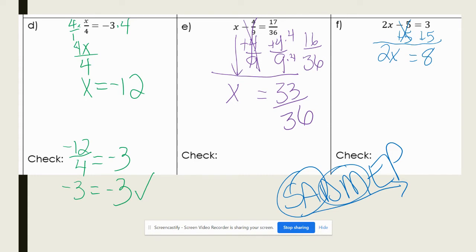Okay, 2 times x is what we have. The opposite of multiplying by 2 is dividing by 2. 2 divided by 2 is 1x. You don't have to write the 1 in front. And 8 divided by 2 is 4. Now we have x all by itself, and x is equal to 4.